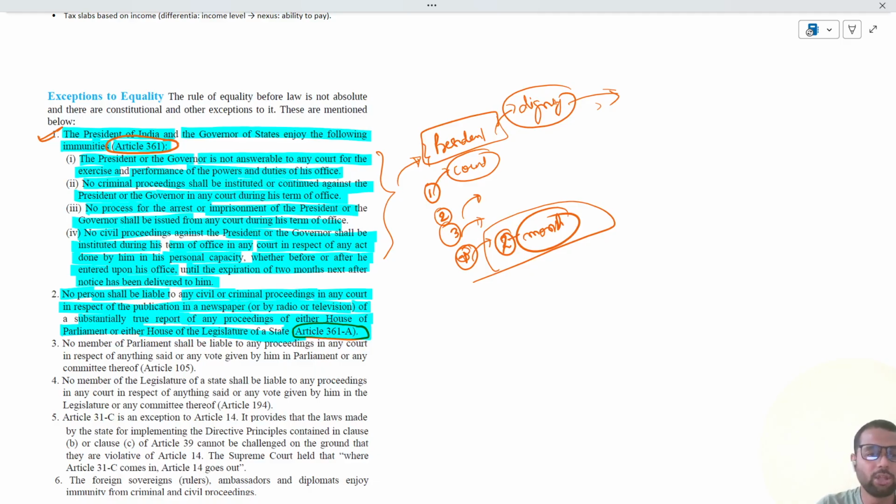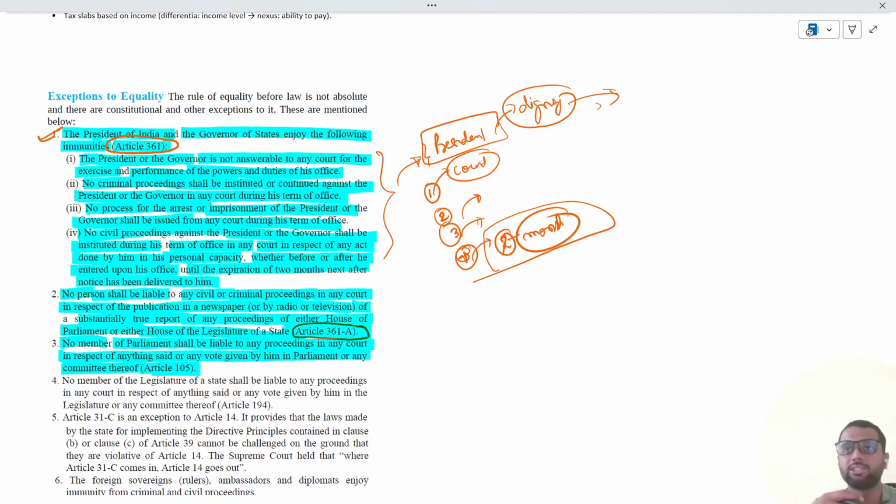Then the immunity to the members of parliament under Article 105, very important. The article is also important. We will go through it also when we cover the parliament section of the Indian Constitution. So the third immunity is given to the member of parliament. It says that he will not be liable to any proceeding in the court in respect of anything said or any vote given by him in parliament or any committee thereof.